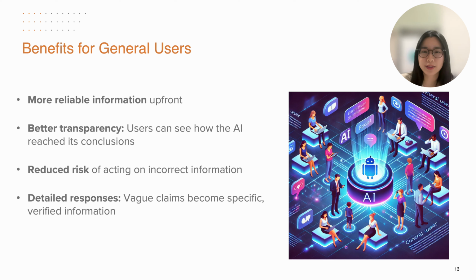This approach fundamentally changes how users can interact with and trust AI systems. Users get more reliable information upfront without needing to fact-check everything themselves, and there's better transparency as users can see how the AI reached its conclusion through the verification process. This also reduces the risk of acting on incorrect information, especially in critical situations, and importantly, vague claims become specific, verified information that users can confidently rely on.